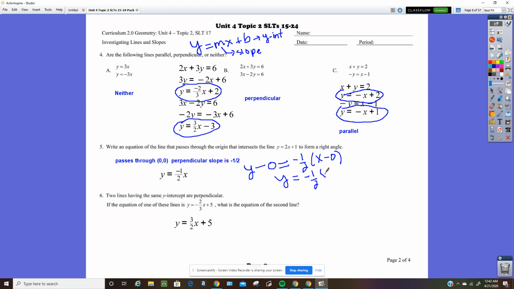So y equal negative 1/2 x. And then, two lines have the same y-intercept or are perpendicular. Here's the same y-intercept, 5, and then the perpendicular to this slope would be the negative reciprocal, 3/2. So y equal 3/2 x plus 5.